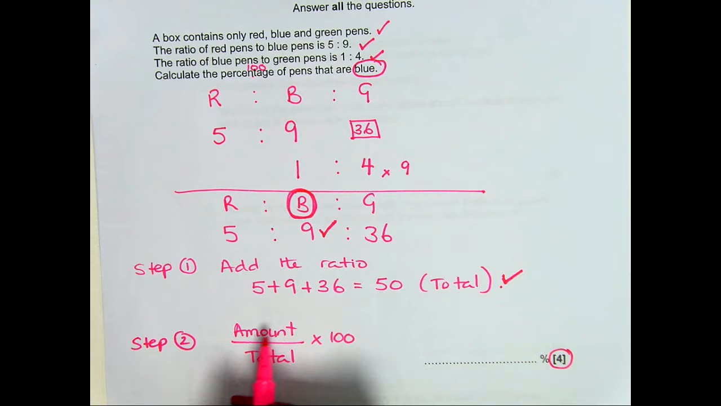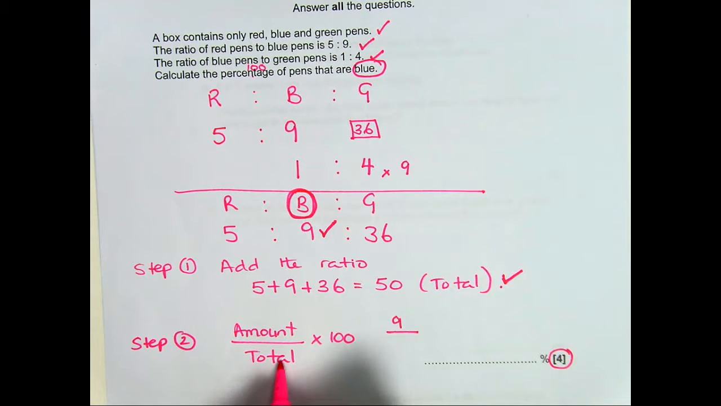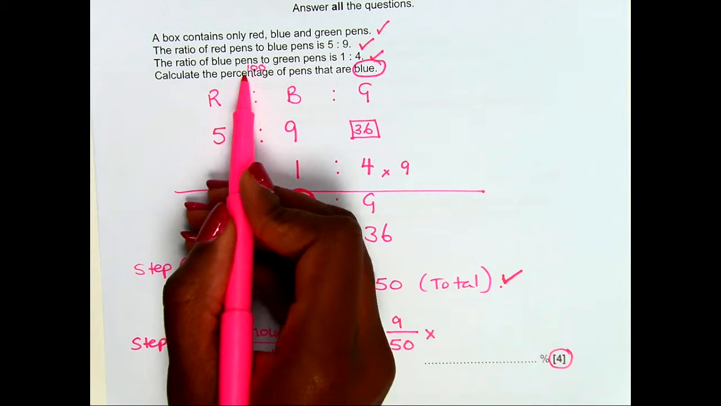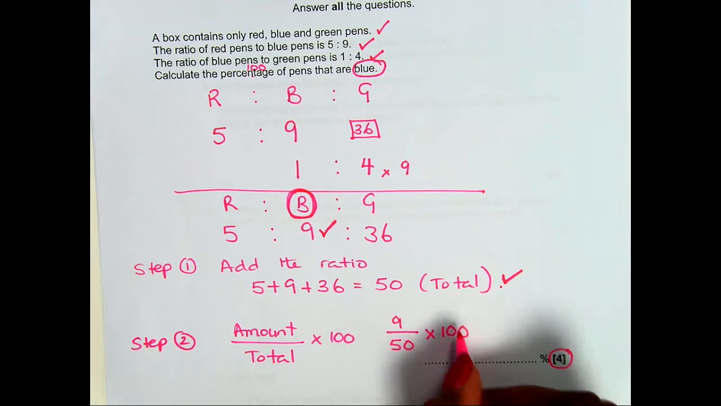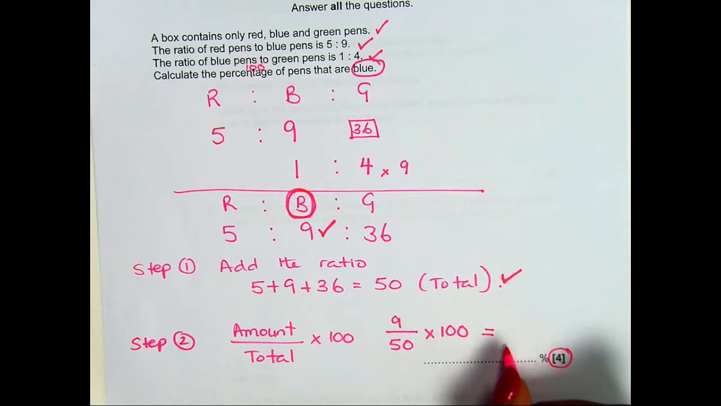In this case, the amount that we're looking at is 9 blues. The total is 50, and to make it into a percentage, we times it by 100. Okay? Now that's going to give you 18%.